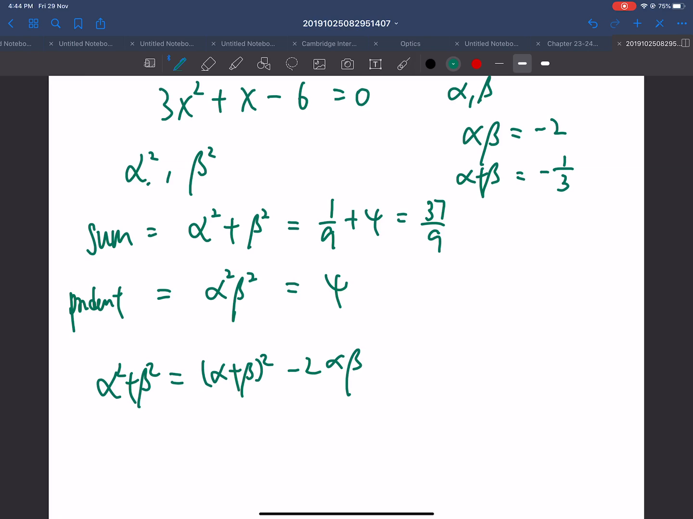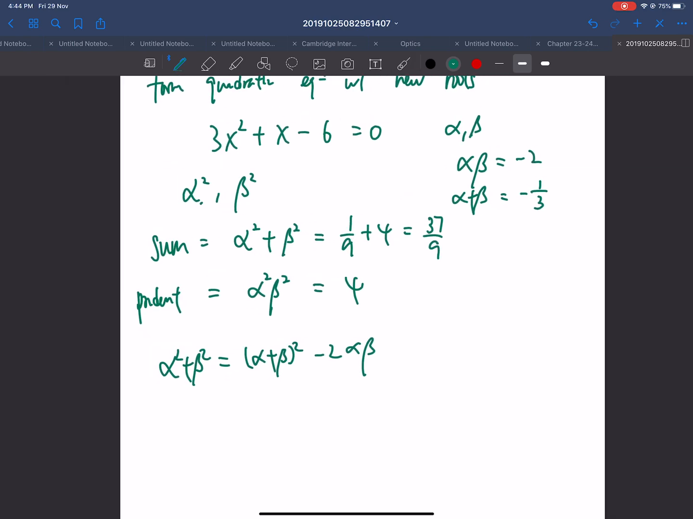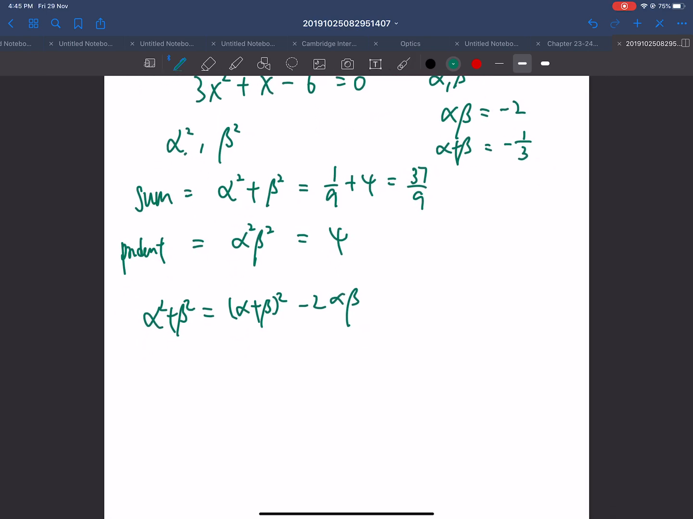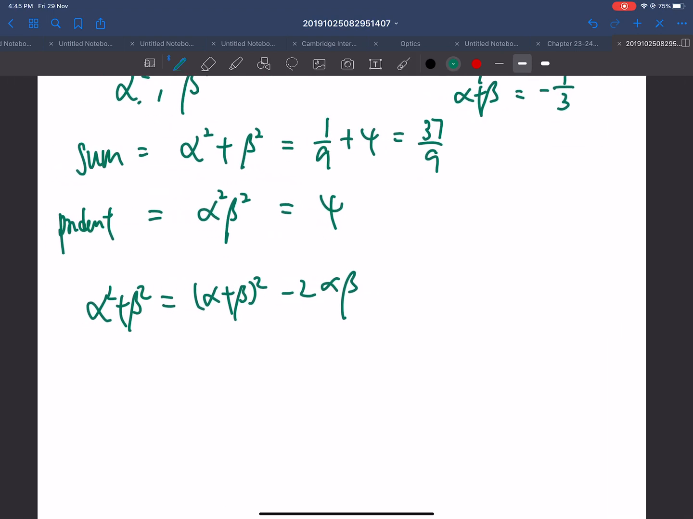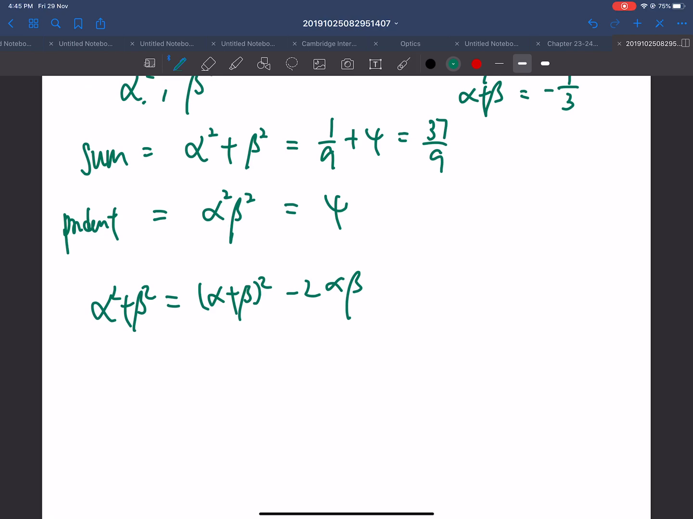Then how can we form the new equation if we have the sum of the new roots and the product of the new roots? You have found the sum of the new roots and the product of the new roots already. And how can you find the new formula?